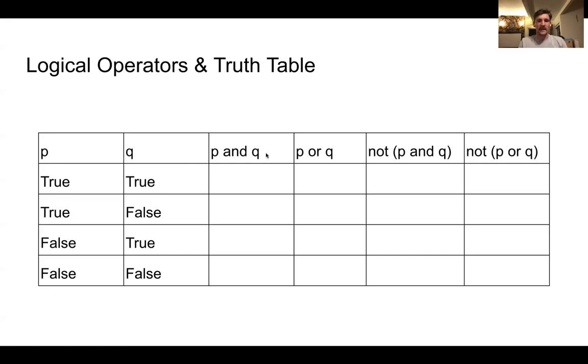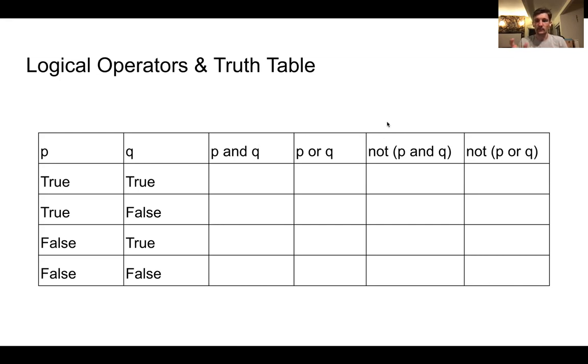So the first one, P and Q, is true when both of the inputs are true. So if P is true and Q is true, then P and Q is true. P or Q, on the other hand, is true when either one of the inputs is true. So if P or Q is true, then P or Q is true.